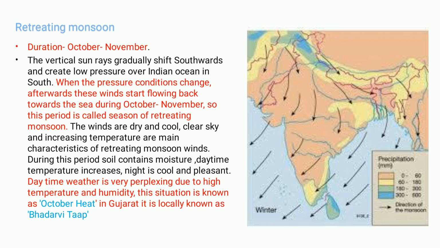When the pressure condition changes afterward, these winds start flowing back towards the sea during October and November months. So this period is called the retreating monsoon. जब ये winds वापस जाना शुरू हो जाती है इसलिए इसे retreat monsoon कहा जाता है. At this time the season is dry and cool.